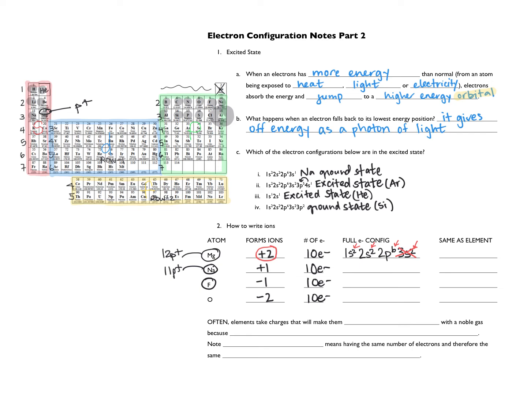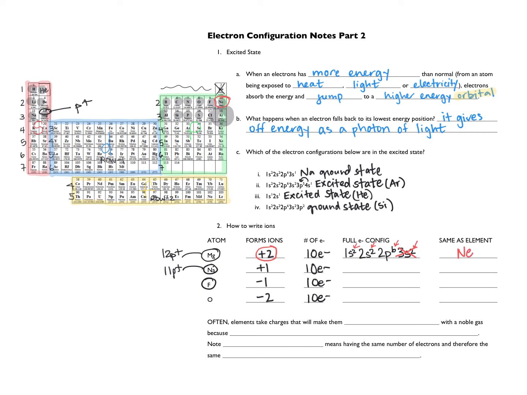So the electron configuration of a +2 charge ion of magnesium would be 1s2, 2s2, 2p6. That's the same electron configuration as neon. It would end right there. So that's the same as neon.